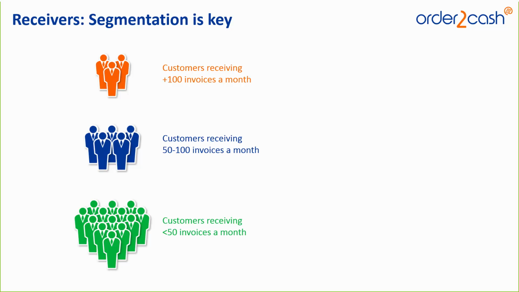Here I've just looked at how many customers you send over 100 invoices a month to, for example. That could be segment 1. They're your larger customers. How many do you send between 50 and 100 a month? They can be segment 2. And then we have the long tail customers at the bottom, who you do infrequent business with, but they still bring the money in.